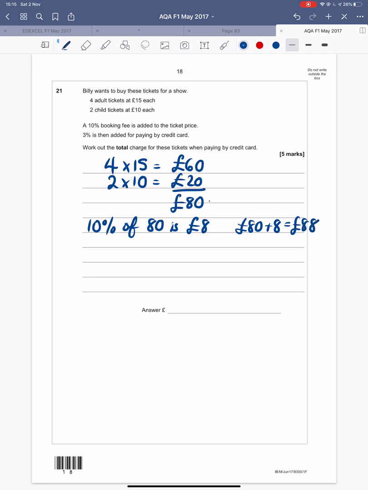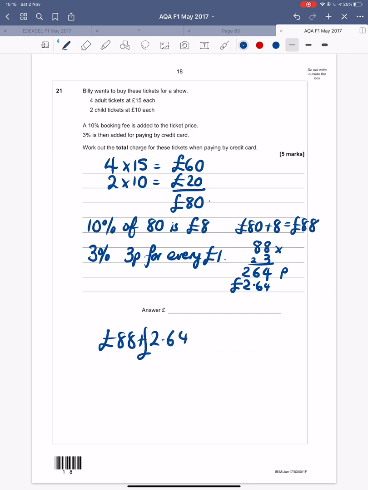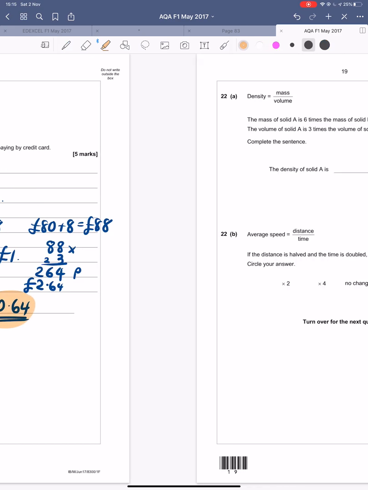And then 3% is added for paying by credit card. 3%, you think of it as 3p for every pound. So I've got 88 times 3p, because I've got £88, and these are going to be pennies. 3 8s are 24 plus 2 is 264p, £2.64. So we've got 88 plus £2.64, which is £90.64. There we go.